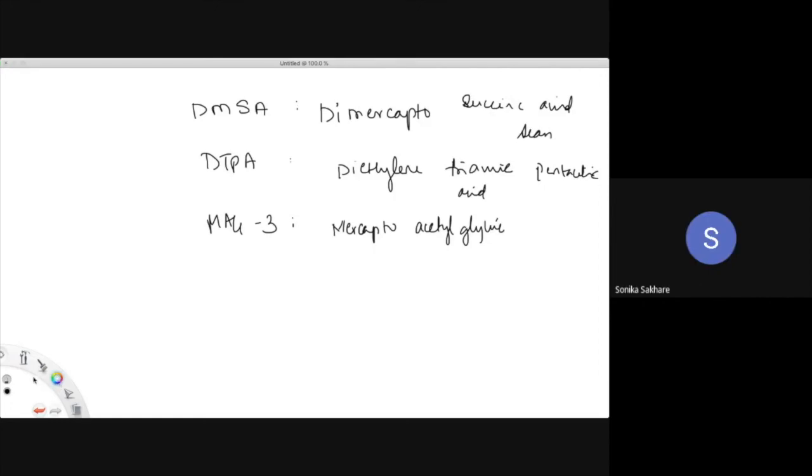And what is important is why do we use DMSA? The answer is in the molecule. S is for succinic, you're going to study the structure.